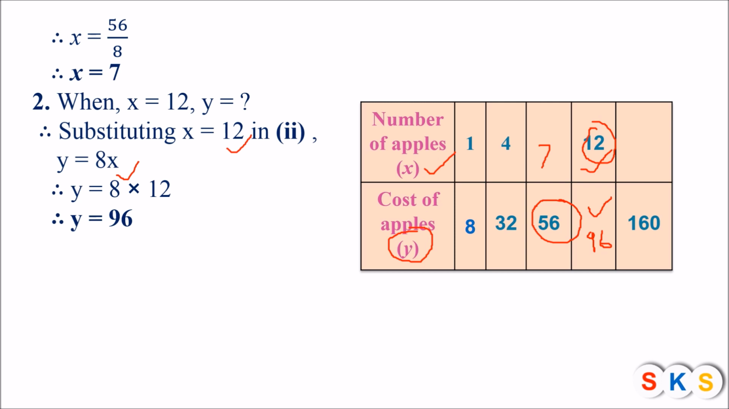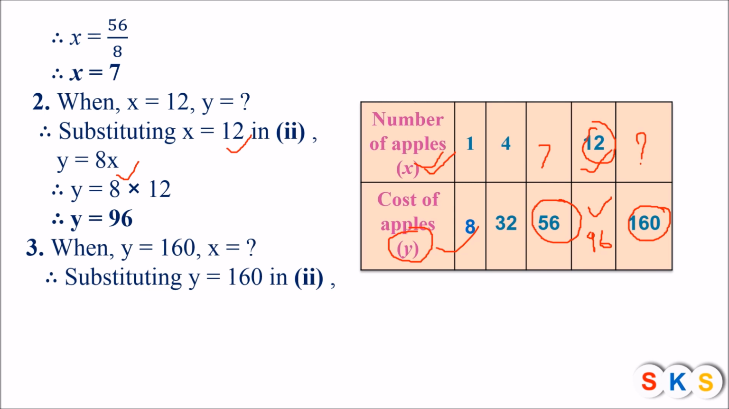Now we will go to the third blank box, and here we don't know the number of apples. That means we don't know the value of x, but we know the cost of apples, that is 160. That means we know y. So we are going to substitute the value of y as 160 in equation number 2. So when y is 160, then x equals question mark. Substituting y equals 160 in equation number 2, and what was equation number 2? It was y equals 8x.